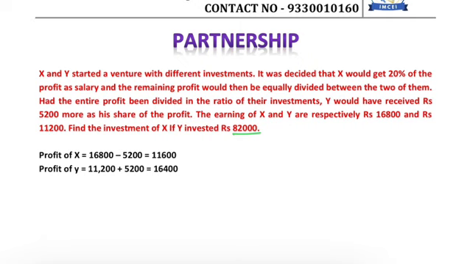Initially they are saying there are basically two options. First, X will receive 20% for running the business and the remaining profit will be equally divided between the two of them. According to this, X is receiving 16,800 and Y is receiving 11,200. But if they follow the second option, that the entire profit is divided in the ratio of their investment, Y would receive 5,200 less, that is 11,600, and X would receive 5,200 more, which is 16,400.